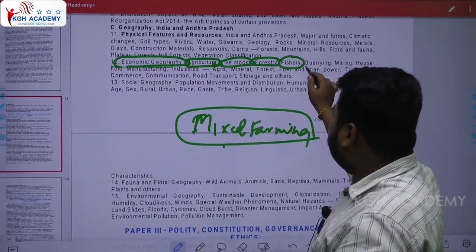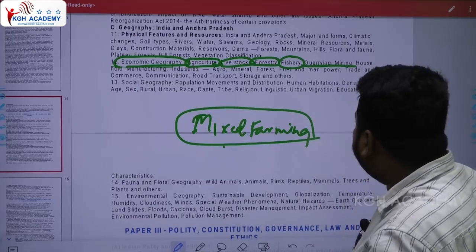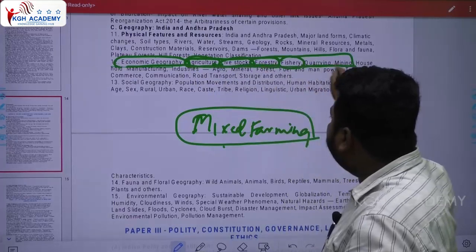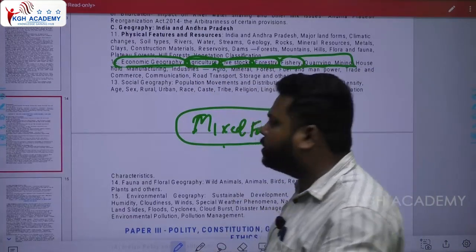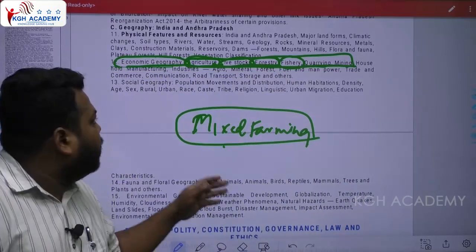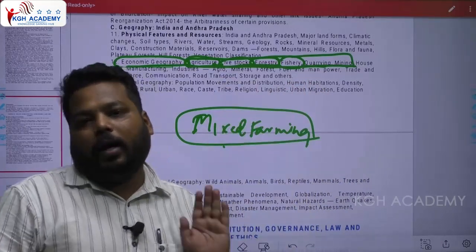Apart from that, quarrying and mining are also primary activities. Clear? So until this, we call them primary economic activities. We'll discuss all the primary economic activities in relation to India as well as giving special emphasis on Andhra Pradesh. Done.